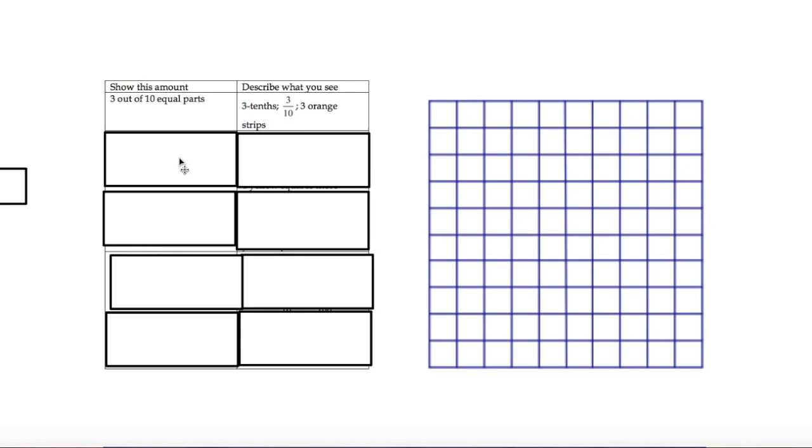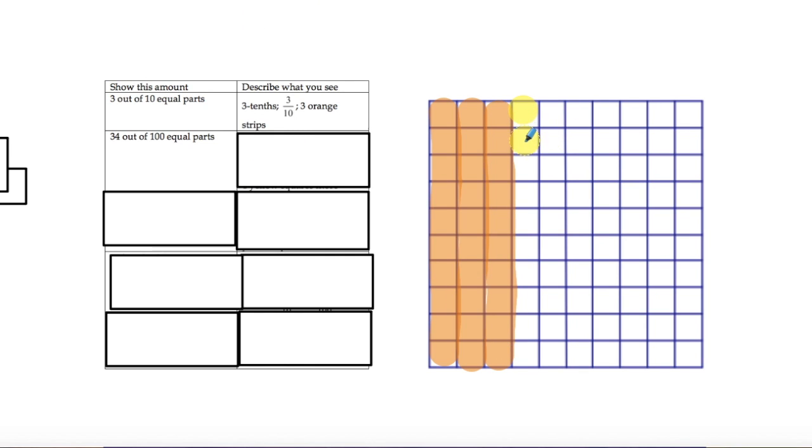Let's take another amount. 34 out of 100 equal parts. Now remember, to color in 34 out of 100 equal parts, I can color in 10, 20, 30 equal parts, and then 1, 2, 3, 4 more equal parts. Now we colored in the tenths with orange and the hundredths with yellow. What do we see? I see 3 orange strips and 4 yellow squares.